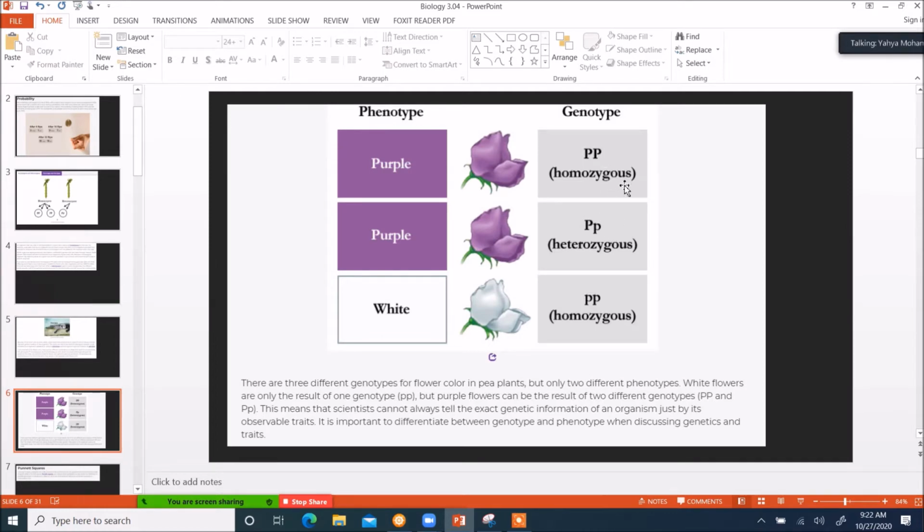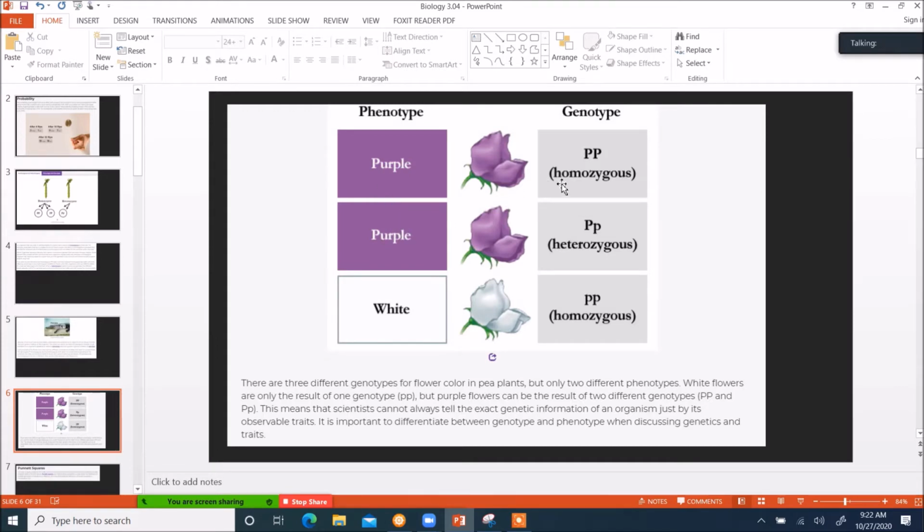So genotype is basically what the DNA says, right? Okay, I see. The genetic makeup of a trait. Yeah, right, the genetic makeup of a trait. And then phenotype is the actual trait itself, what you actually see or observe on the outside. Okay, so both of these are purple.